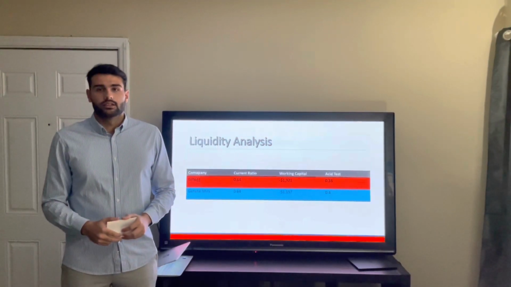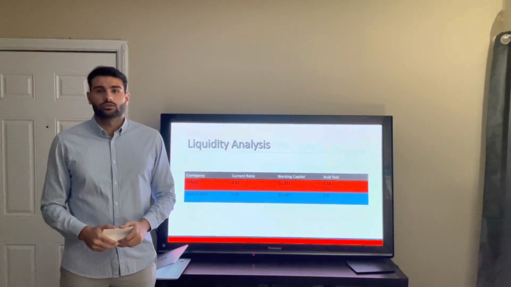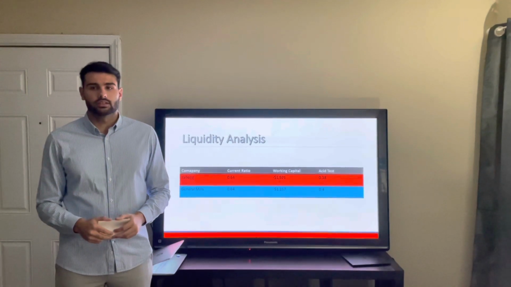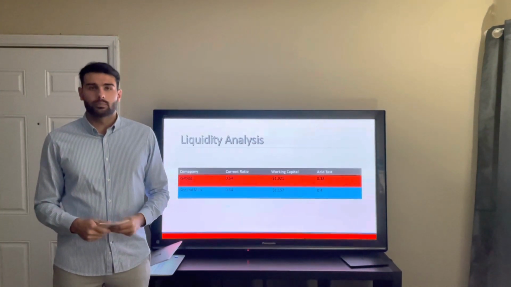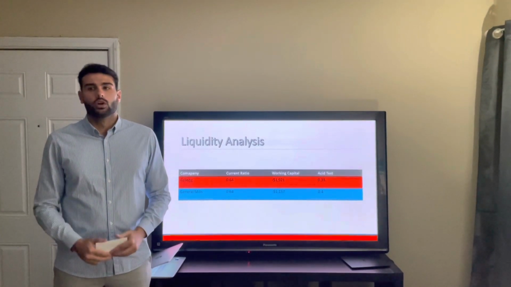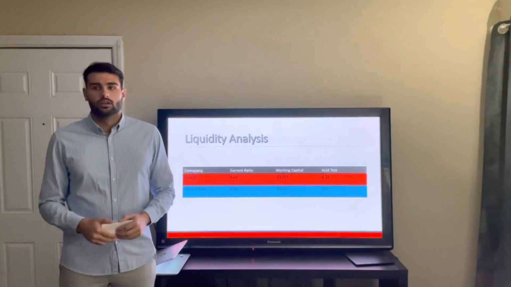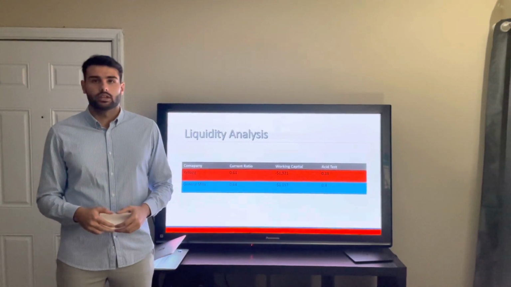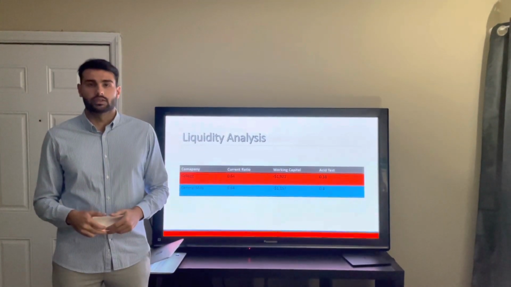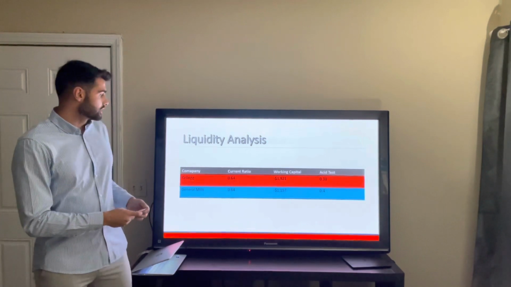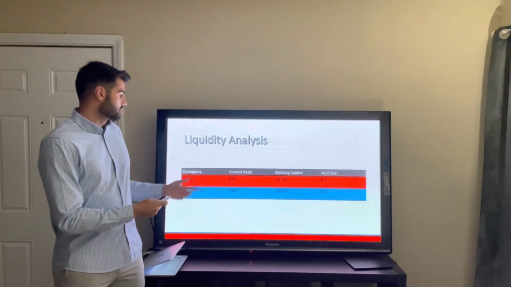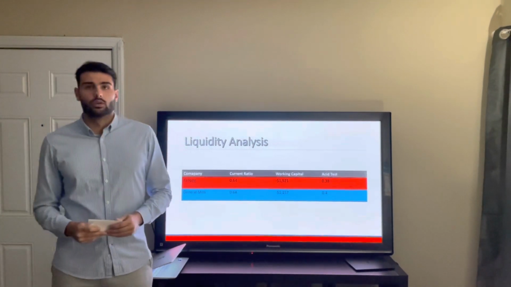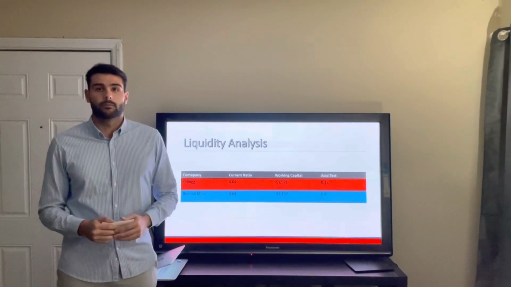Liquidity analysis uses several ratios to determine the ability of an organization to pay its bills in a timely manner. This is important for lenders and creditors who want to get some idea of the financial situation before giving credit to a customer. As you can see, the results are almost the same for Kellogg's and General Mills, so we cannot conclude which one is better.